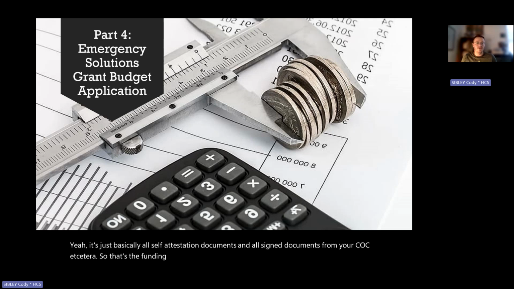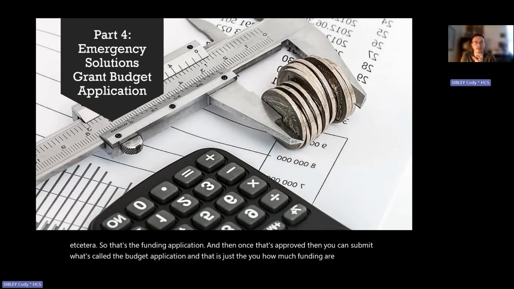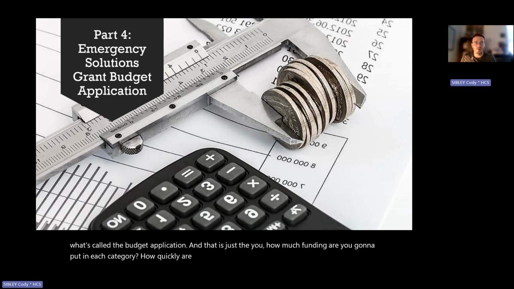And then once that's approved, then you can submit what's called the budget application. And that is just how much funding are you going to put in each category? How quickly are you going to spend the funds each quarter? That is the budget application.